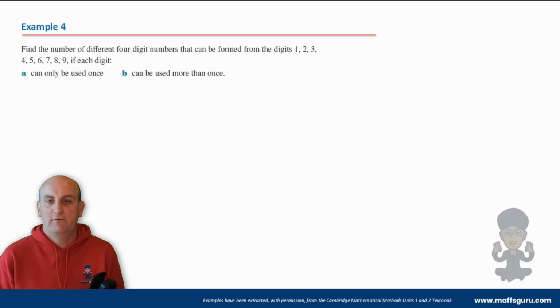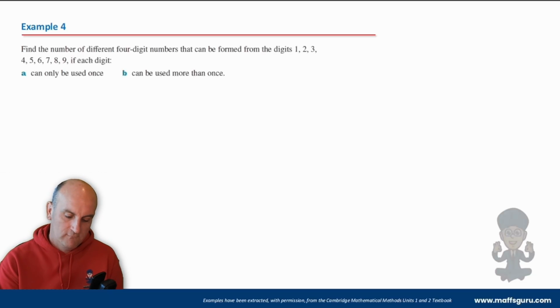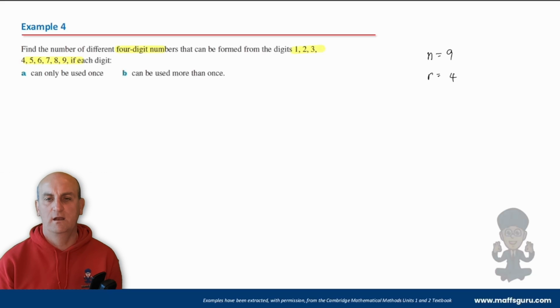All right, so let's look at another example. Find the number of different 4-digit numbers that can be formed from the digits 1, 2, 3, 4, 5, 6, 7, 8, 9. So my number of choices is 9. My groups are only 4. If each digit can only be used once.